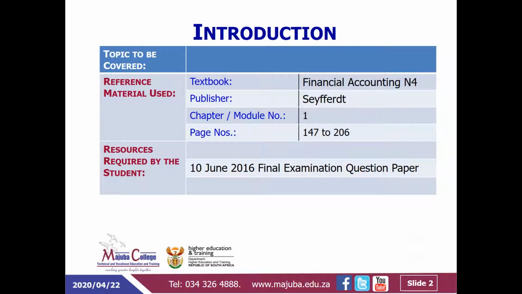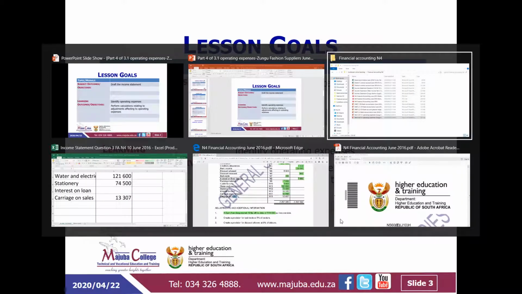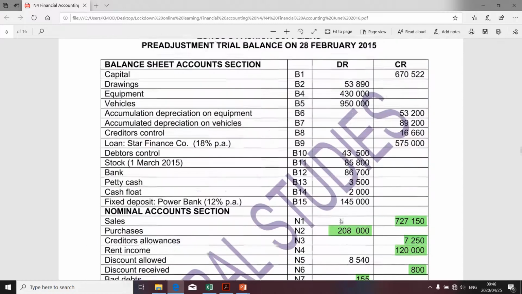I'm going to continue to look at the question paper which was written on the 10th of June 2016. I'll be tackling operating expenses that I didn't tackle in part 3. I'm hoping that at the end of the presentation, students will be able to draft the income statement. And specifically relating to this presentation, I'm hoping that students will be able to identify operating expenses and perform necessary adjustments in order to determine the final amounts that will be transferred to the income statement. Without wasting your time, I'd like to take you to the question paper.